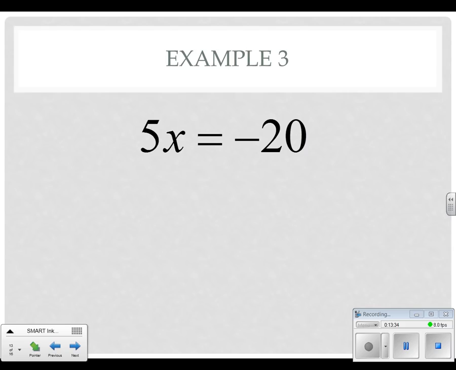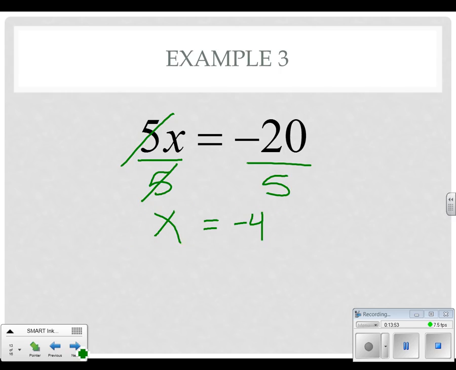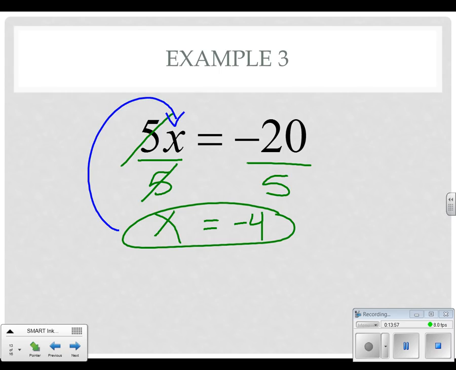5x is the same as -20. To get that x alone, you're going to divide, because 5x means multiply, opposite of multiplication, division. Divide both sides by that number you're multiplying the x by. That simplifies to 1. So the x is alone. You get -4, following your integer rules. Don't forget, go back, check your work. 5 times -4 is the same as -20. So that's the correct answer.